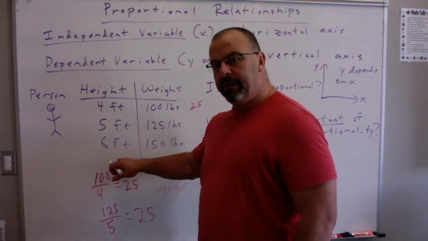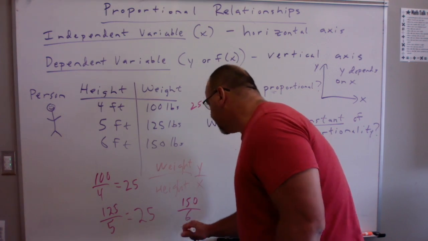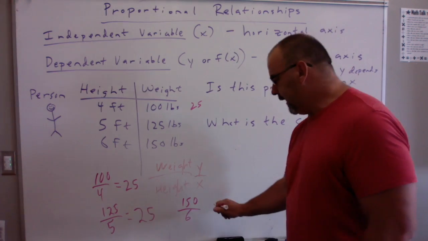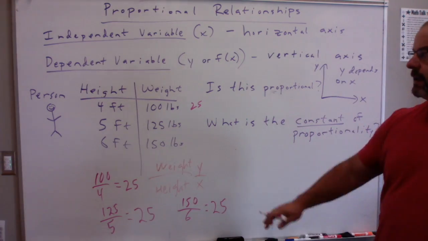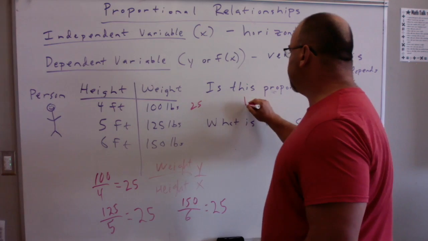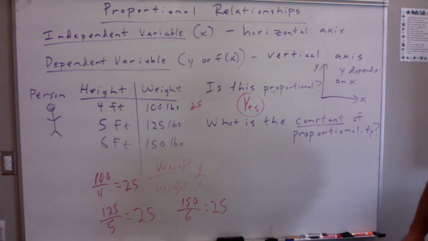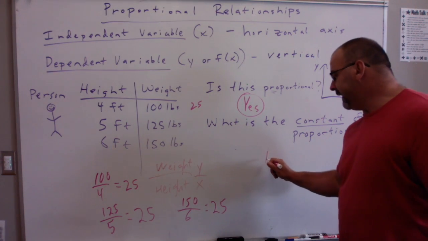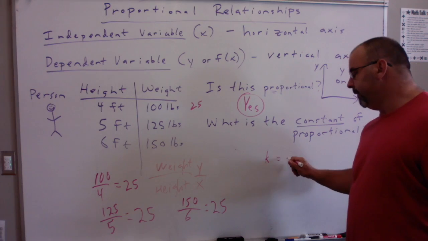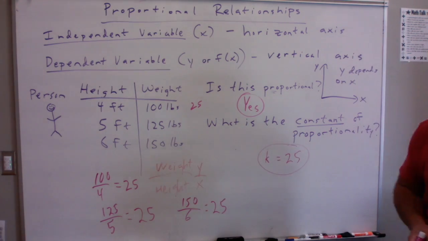And what about 150 over 6? 6 goes into 150 how many times? Also 25. So yes, these are proportional to each other. And what is the constant of proportionality? The C, or we call it K in this case, the K is equal to 25. Every time it would be 25.